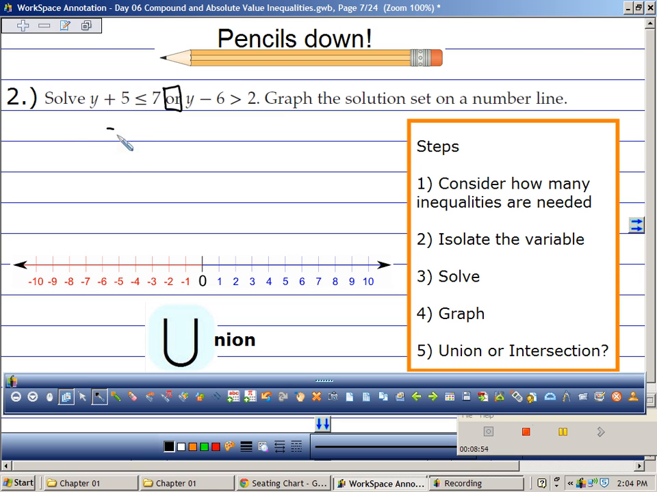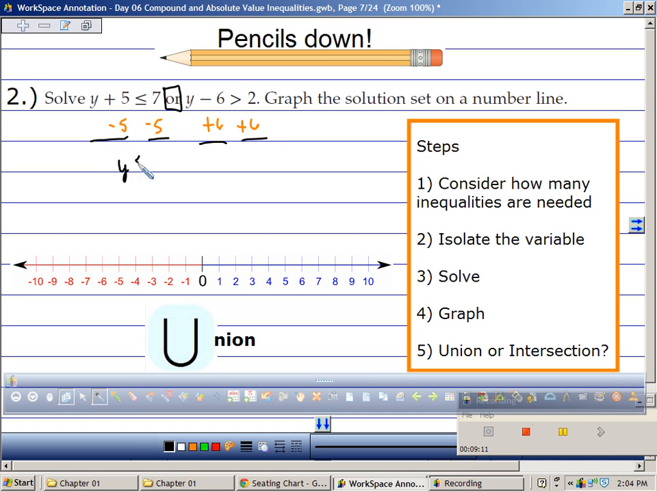So I'm going to subtract 5 from both sides. Let me change my color. So subtract 5, add 6, add 6. Y is less than or equal to 2, or y is greater than 8. So y being less than or equal to 2 would be right here in this direction. Y greater than 8 would be here.